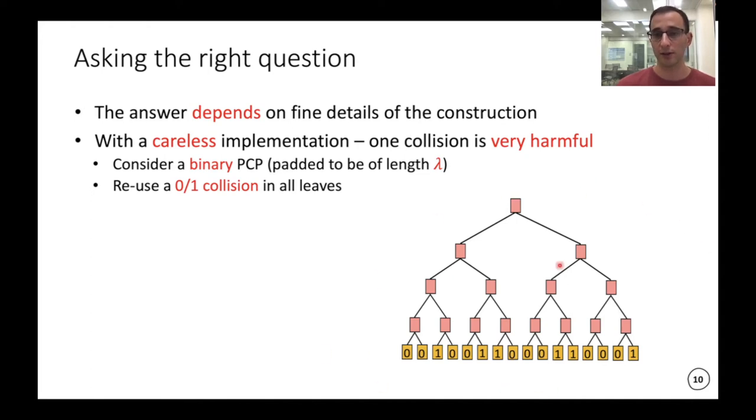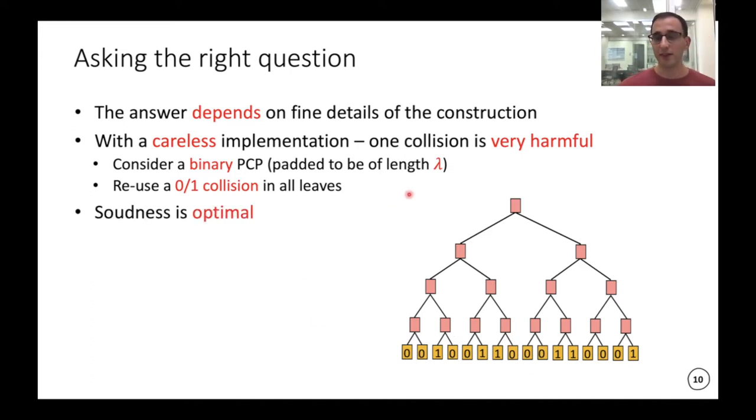Consider the Micali construction, and suppose we have a binary PCP. This is the PCP string here, and every leaf is thought of as padded up to length lambda, because we want to hash two lambda bits to lambda bits. This is the Merkle tree. If this is the construction, then we can reuse a single zero-one collision. You can find a collision in the leaves between zero and one, and you can reuse this collision everywhere. If I found a collision here, I can use the same collision here and here and here and so on.